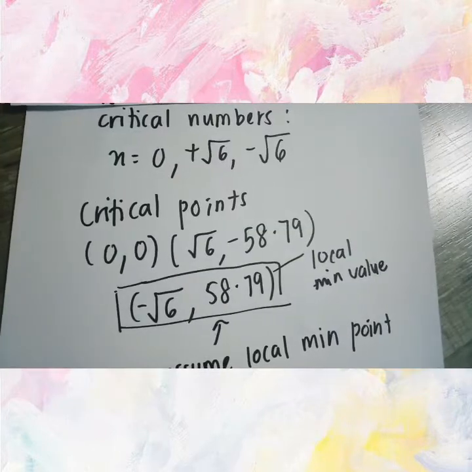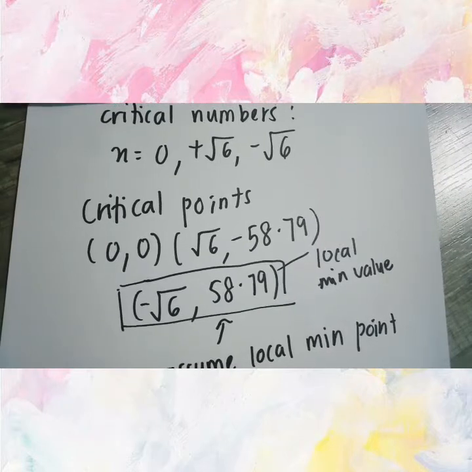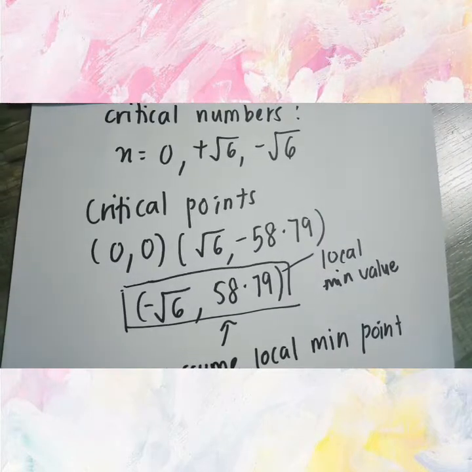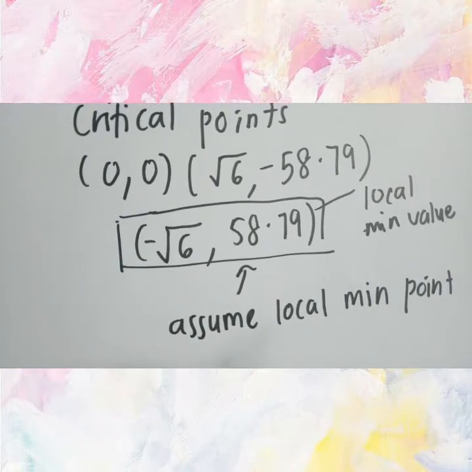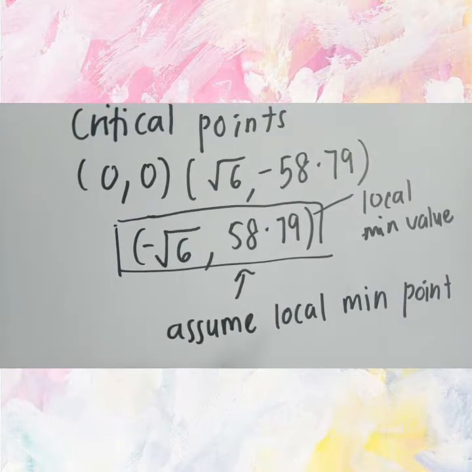These are the critical numbers and the critical points. The critical points you get when you substitute the value of x into f(x), so you get the y value. And we assume that this is the local minimum point and 58.79 is the local minimum value.